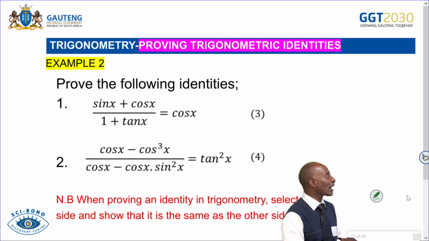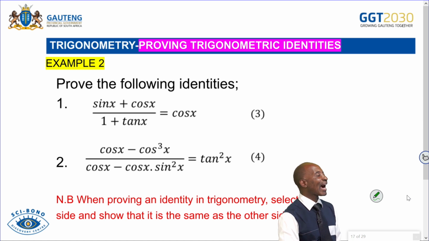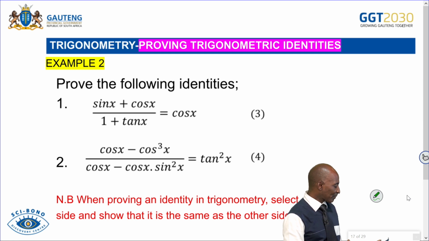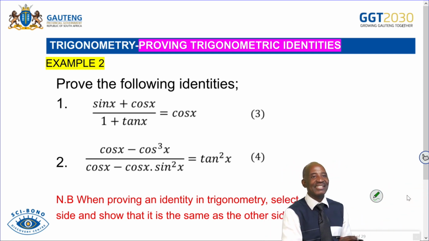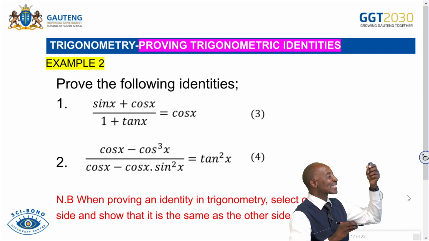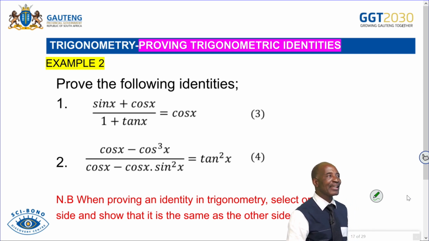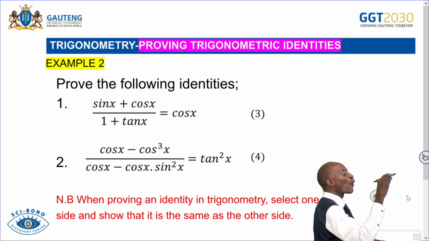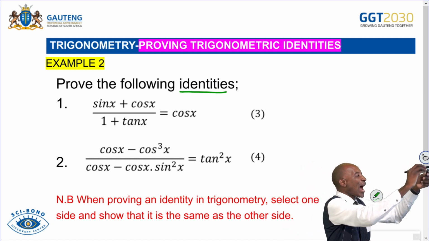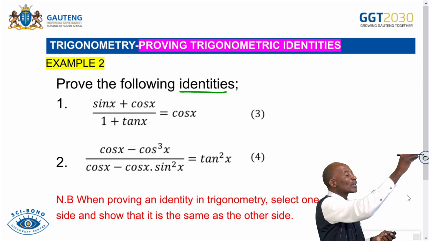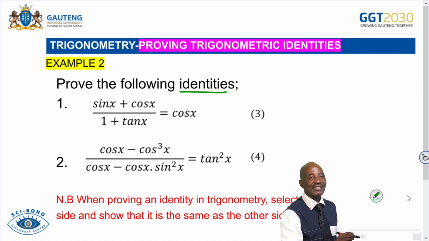Then we're moving on to the next part where we are saying prove the following identities. Sin x plus cos x divided by 1 plus tan x equals to cos x. How do we prove an identity? Remember, we said earlier on, in an identity, the left-hand side is the same as the right-hand side. So the fundamental principle of proving an identity in mathematics is to choose one side and show that it will reduce and become the other side.